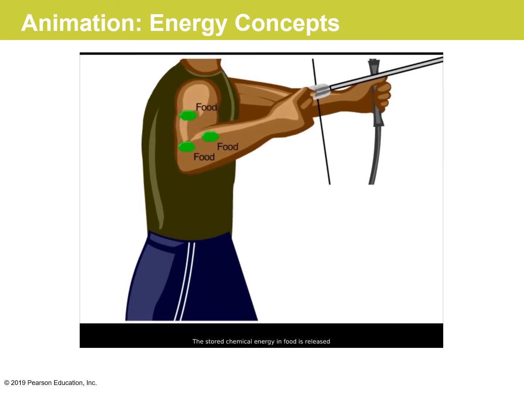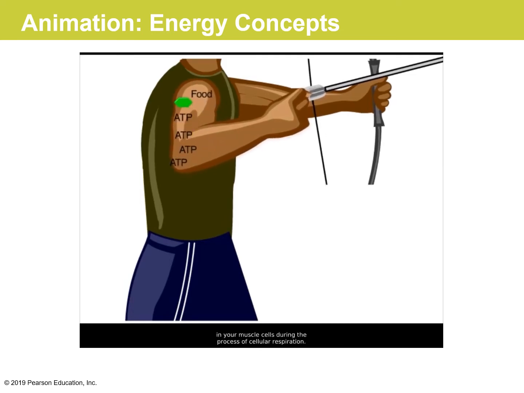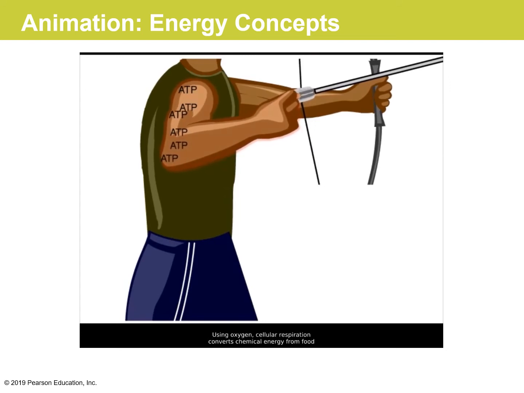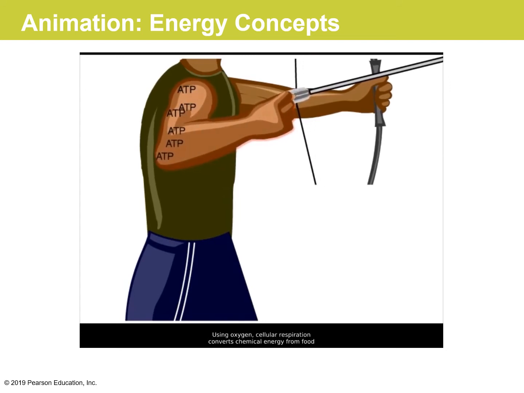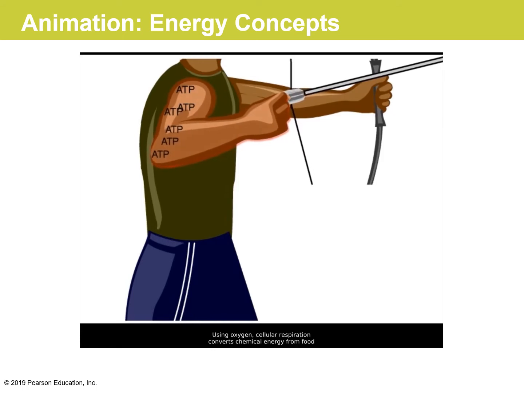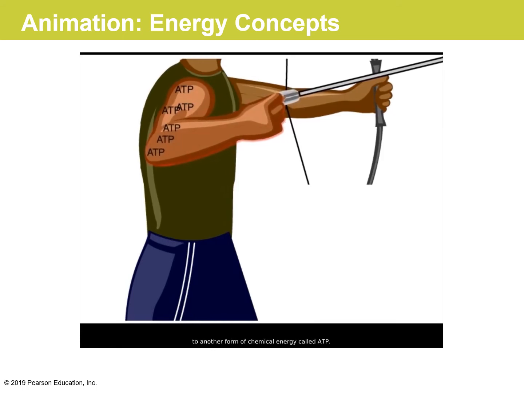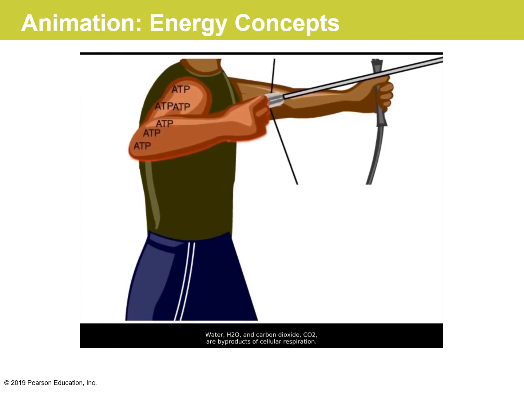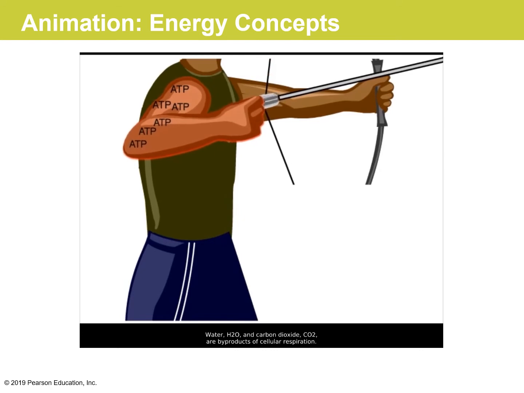The stored chemical energy in food is released in your muscle cells during the process of cellular respiration. Using oxygen, cellular respiration converts chemical energy from food to another form of chemical energy called ATP. Water, H2O, and carbon dioxide, CO2, are byproducts of cellular respiration.